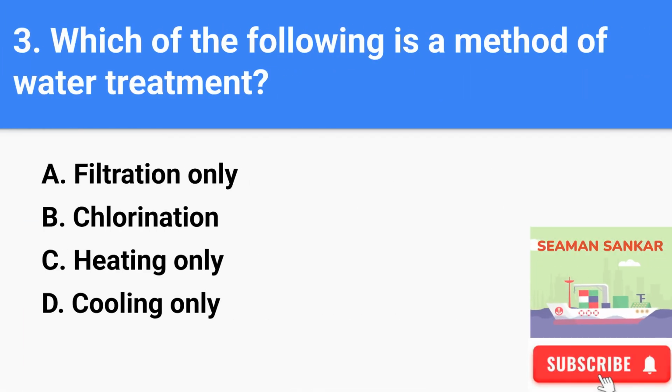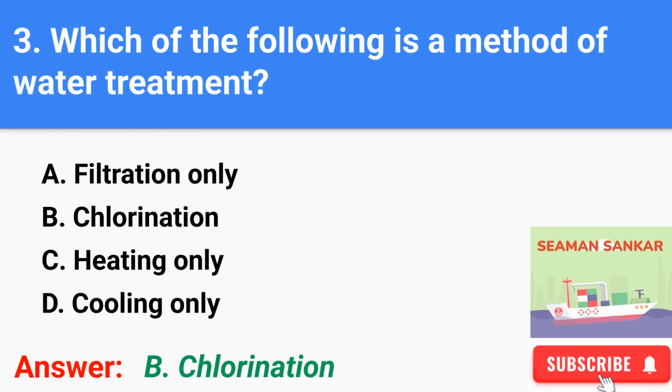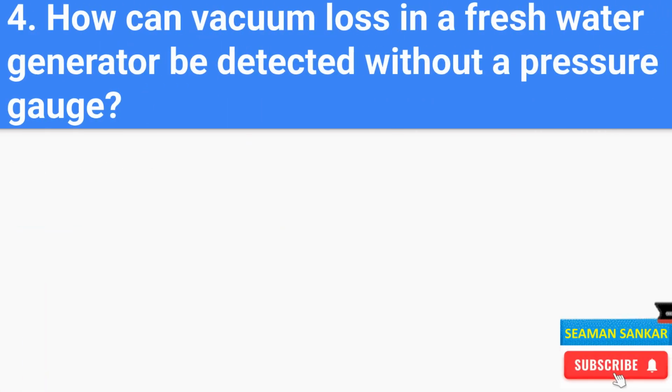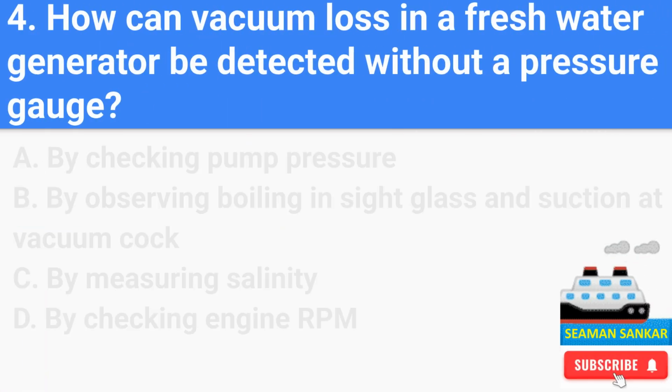Question 3. Which of the following is a method of water treatment? A. Filtration only, B. Chlorination, C. Heating only, or D. Cooling only. The correct option is B. Chlorination.